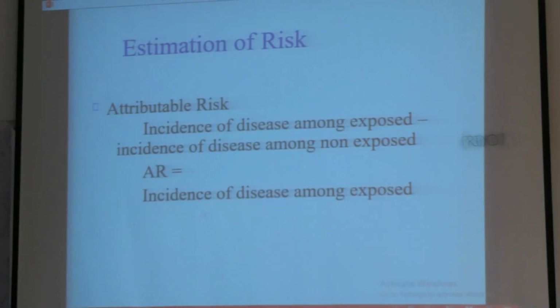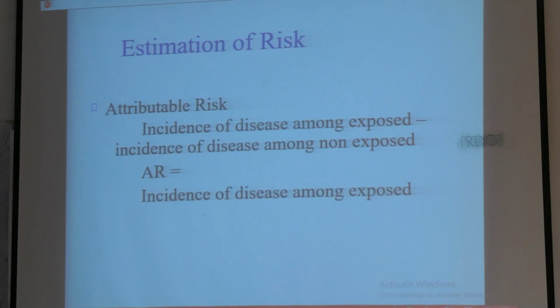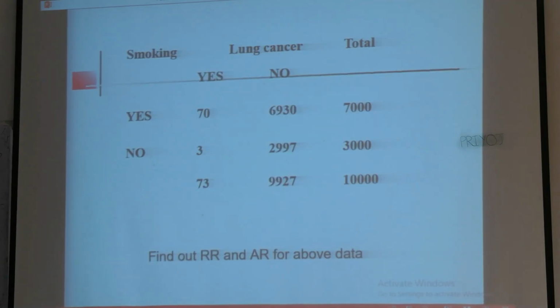Then we have two terms. Attributable risk is the incidence of disease among the exposed minus the incidence of disease among the non-exposed, so A by A plus B minus C by C plus D, divided by A plus B. So from this one we find out the relative risk, and you can take a screenshot. I am not going to take much more time on this.